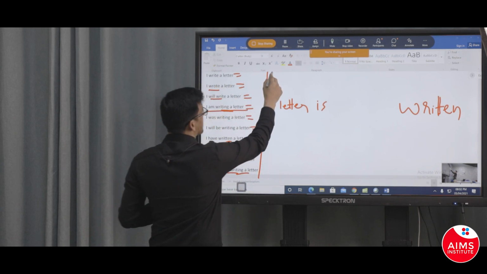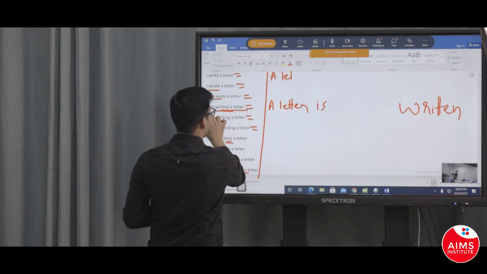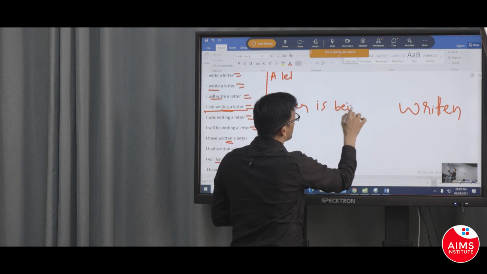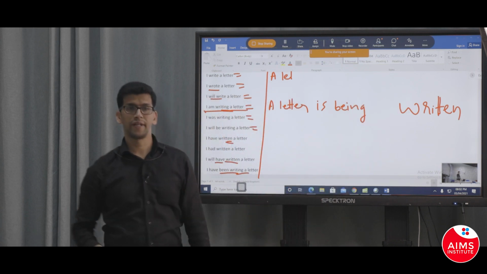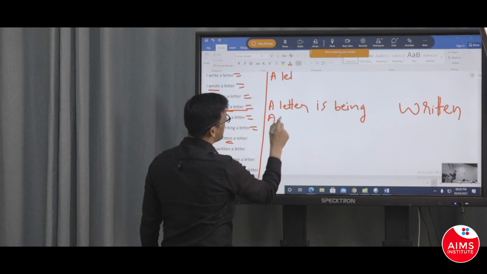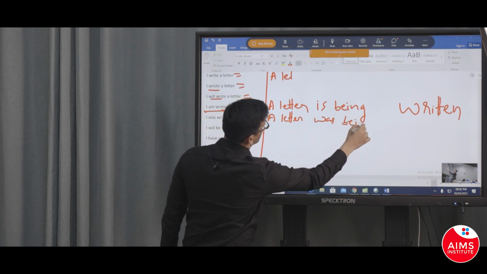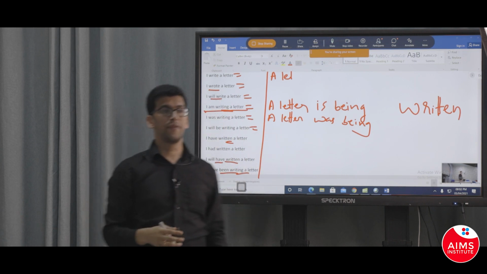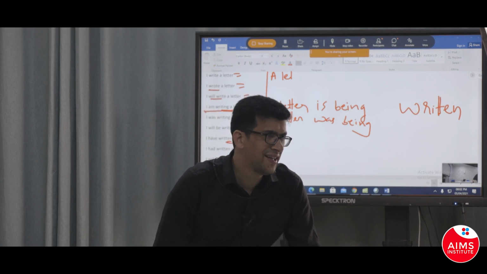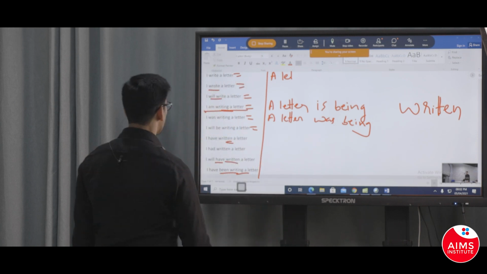I write a letter, I will come to that, okay? I will come to the first one later. Let's talk about "I am writing a letter." A letter is being written. Let us take "I was writing a letter." A letter was being written. Instead of a letter, if it is 3 letters, then 3 letters, not was, right? 3 letters were being written.